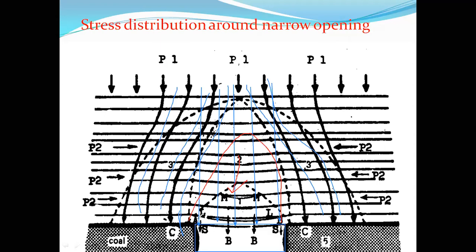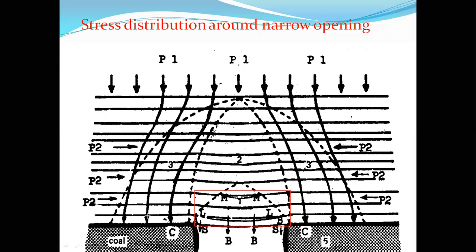But in situations where the overlying strata is not strong, there will be a movement along the layers of the strata due to lateral forces like P2. In such situations, this overlying strata, this portion, is subjected to a downward force, which is called the bending force.